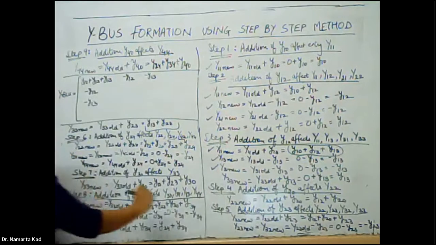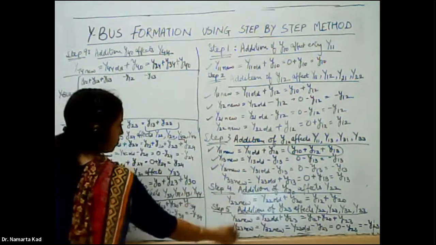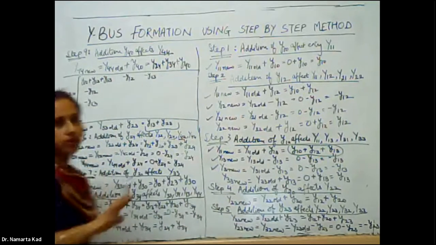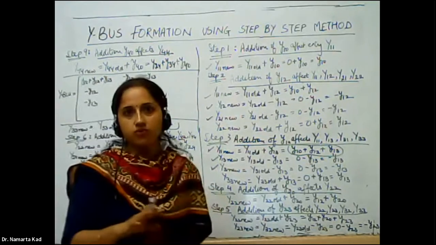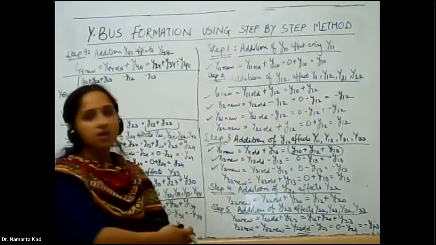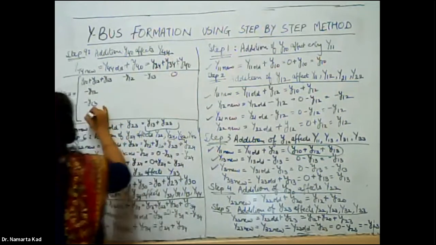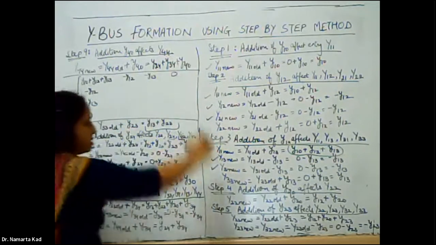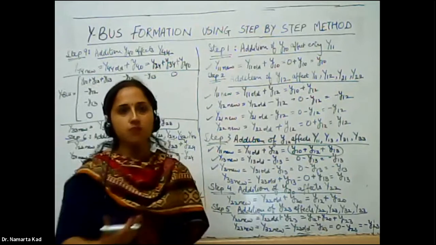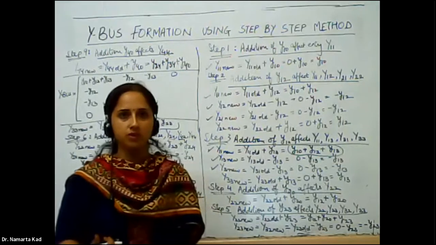Now Y14 or Y41 is nowhere in these calculation steps. So that entry is considered 0. As no Y14 entry is there, that means no admittance is connected between bus number 1 and bus number 4.